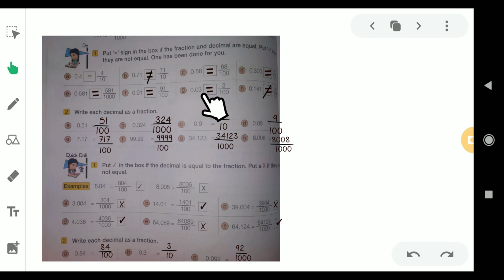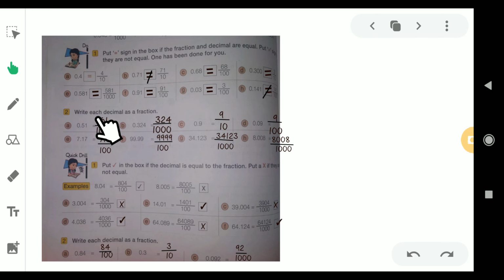And it is 0.03. 2 decimal places are here. There are 2 zeros. And just look at the numerator. Is the numerator 003? Yes, of course. 003 is nothing but what? It is 3. So 3 divided by 100 is nothing but 0.03. That is why both are equal. And it is 0.141. Look at the numerator. It is 141. But look at the decimal places here, 1, 2, 3. There are 3 decimal places here, but in the denominator we got only 2 zeros. So this fraction is not equal to this decimal number. That is why you must use the not equal sign.